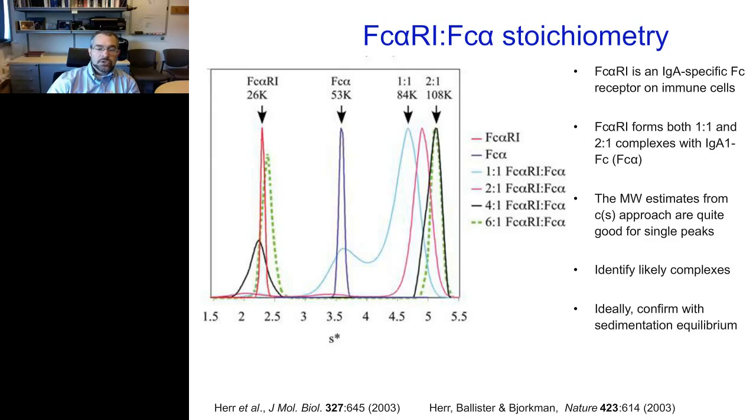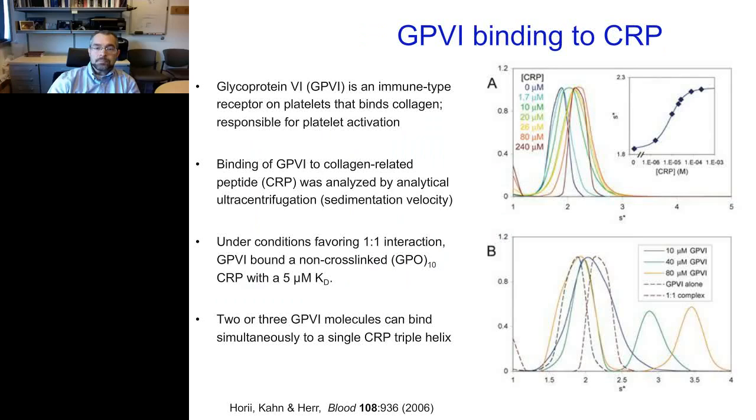In this case, it helped us to show that two Fc alpha receptor 1 molecules bound to a single IgA Fc fragment. Another example is with our GP6 receptor. We titrated in the collagen peptide, and you can see that the apparent sedimentation coefficient shifts to the right as we titrated in the peptide. We got lucky in this case because the peptide does not absorb at 280, so all we're seeing is the protein as it moves to a larger size. Then you can fit the weight average sedimentation coefficient to a binding curve and get the KD of that interaction.